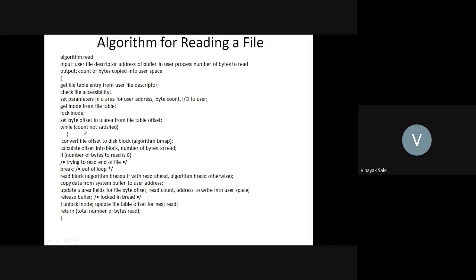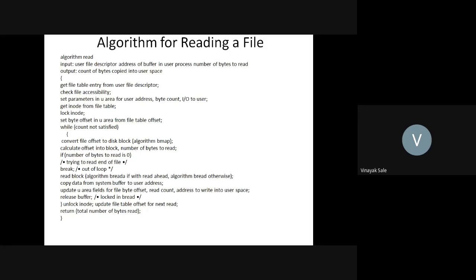While the count is not satisfied, if it is true, then convert the file offset to the disk block by using the BMAP algorithm. Calculate the offset into the block and the number of bytes to read. If the number of bytes to read is 0, that is end of file, so break out of the loop.